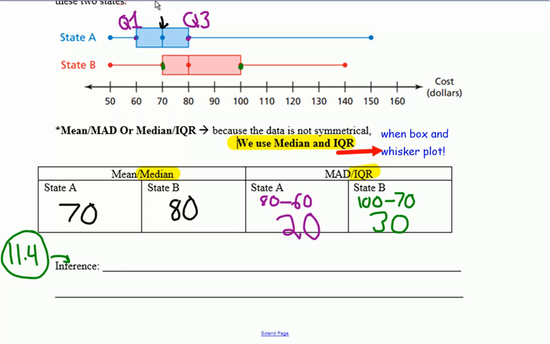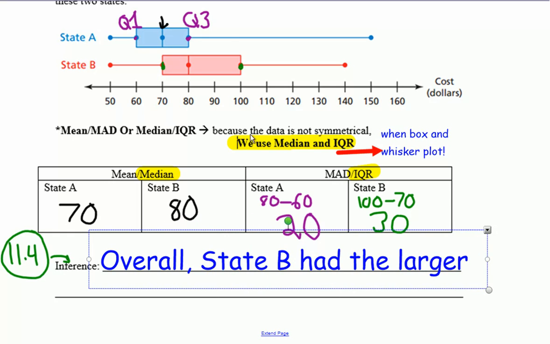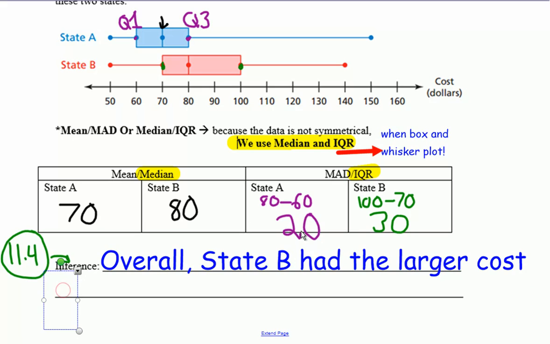So here we go. I'm going to write, the first word we used was overall, and I'm going to talk about who was bigger. Overall, state B had the larger, and then I have to look and see what we're talking about. Oh, we're talking about the cost of speeding tickets. Had the larger cost. And then I look at whose IQR, interquartile range, was larger. Oh, state B also had the larger interquartile range.